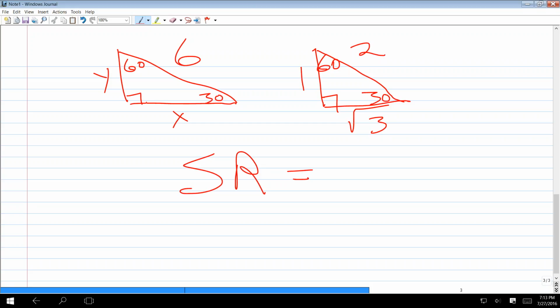How much bigger is every side of this triangle compared to every side of that triangle? 3 times. Okay, good. So, what is Y? Y would be 3. What is X? 3 square root 3. Perfect.